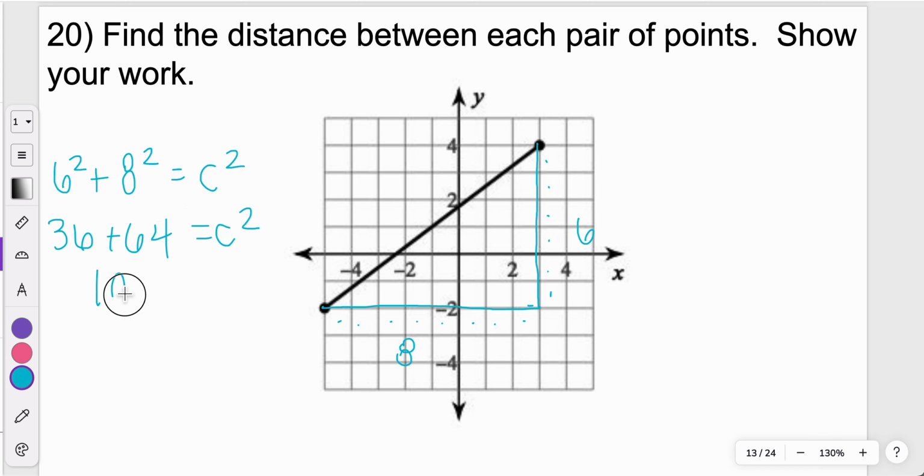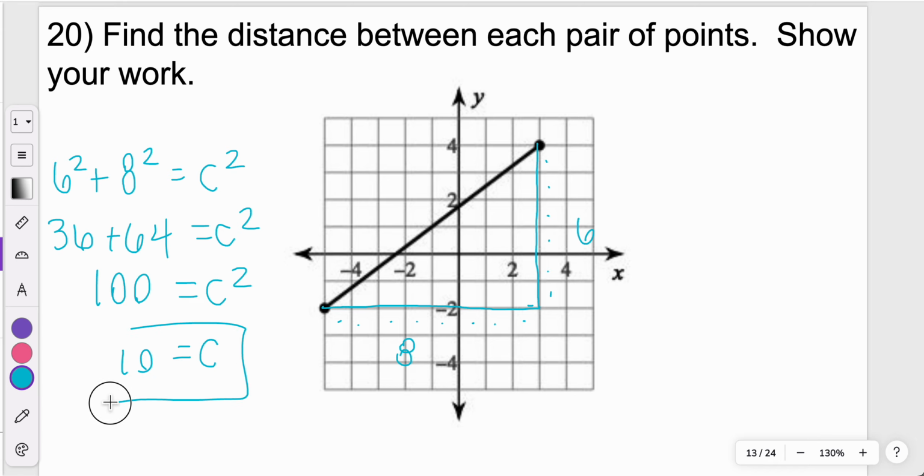This is going to end up being real nice. 100 equals C squared, so C is equal to 10. Okay, or your distance is equal to 10.